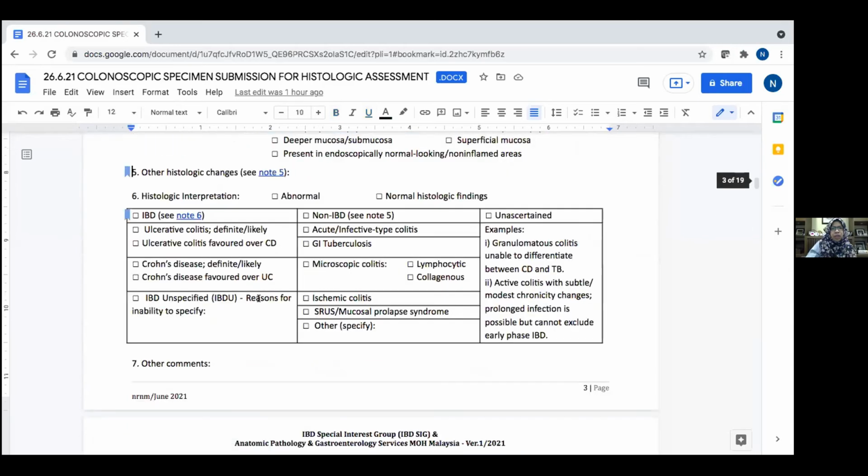We go back to our form. Other histologic changes basically cater for if you have decided that it's non-IBD, whether you can give a diagnosis of some sort which you think is not IBD. So we go to what's there in note 5.